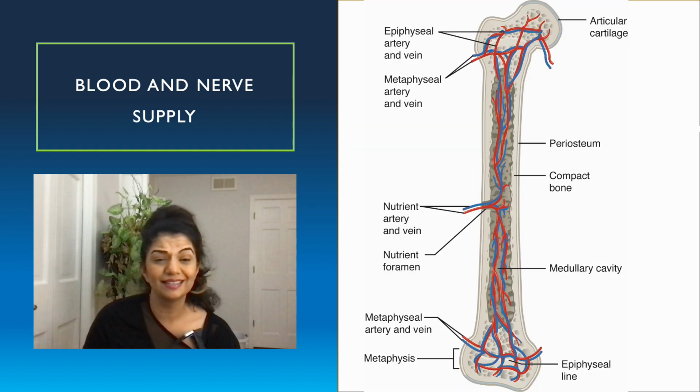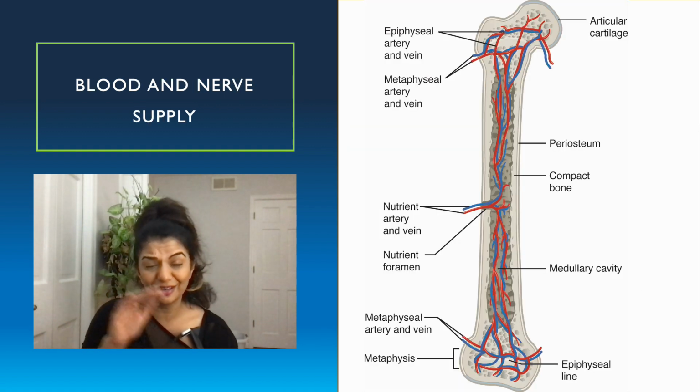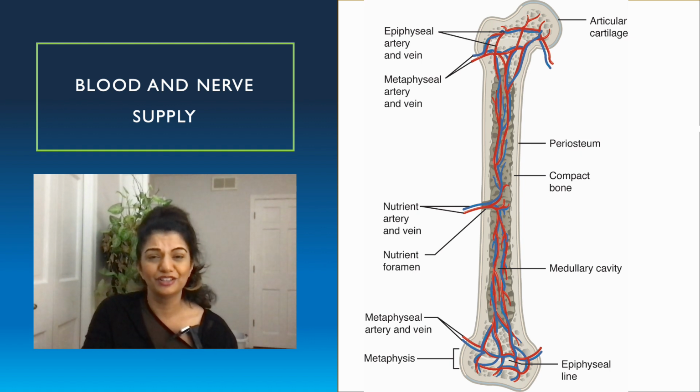Okay, let's talk about blood and nerve supply now. I know we're almost there. I know this is quite a lot of information. Who would have thought bone has so much going on, right?